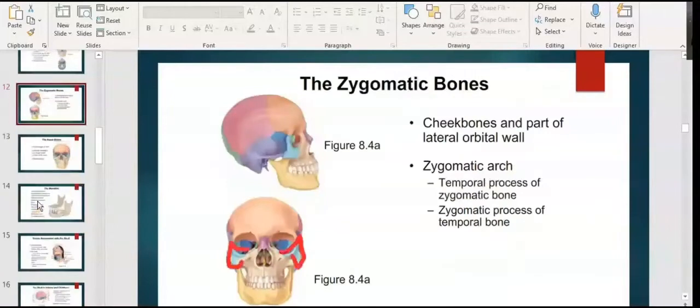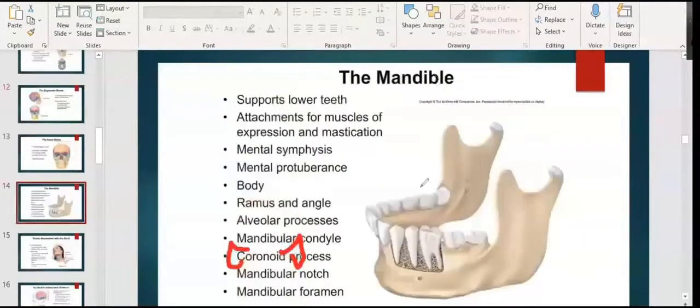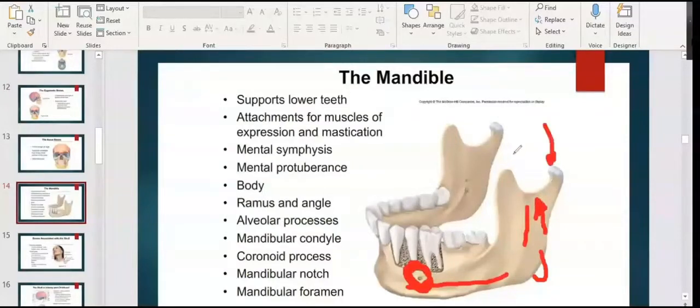If we scroll down, we have the mandible. It's where our lower teeth are going to be. And it has different areas. This is going to be the ramus, the angle, the body. This is going to be the mandibular foramen. This one is going to be the notch. This is going to be the condyle. This one is going to be the coronoid process.